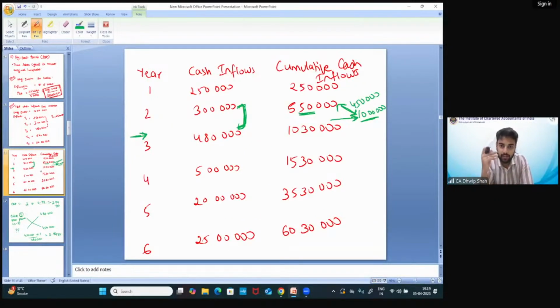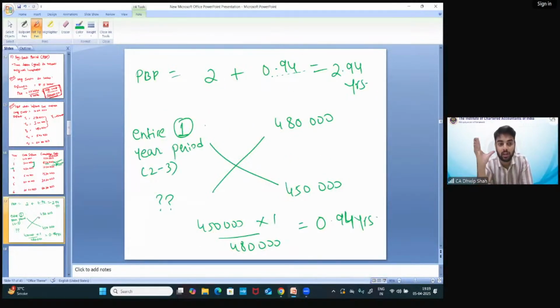So the steps are: first, prepare a column for cumulative cash flow. Then decide between which 2 years your original investment is getting recovered. In our present example, the original investment of 10 lakh was falling between year 2 and 3. So now it is very sure that payback period is 2 plus something. Now how to calculate that something? We used the cross multiplication or interpolation method.